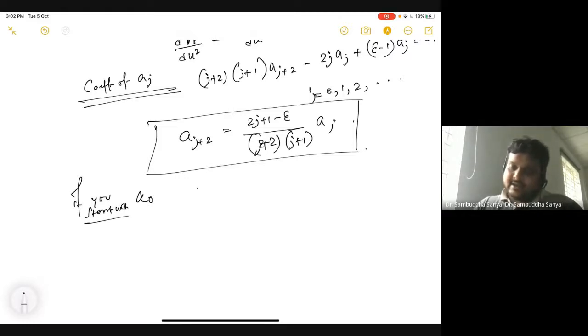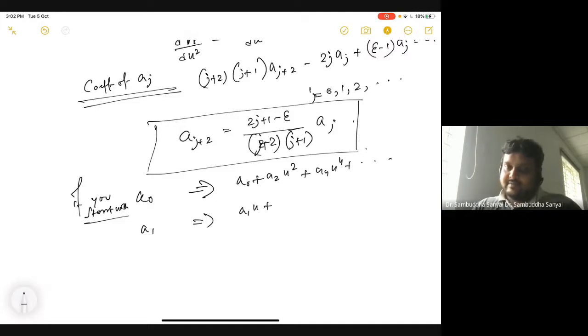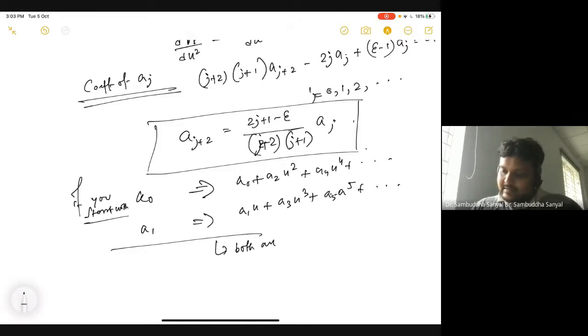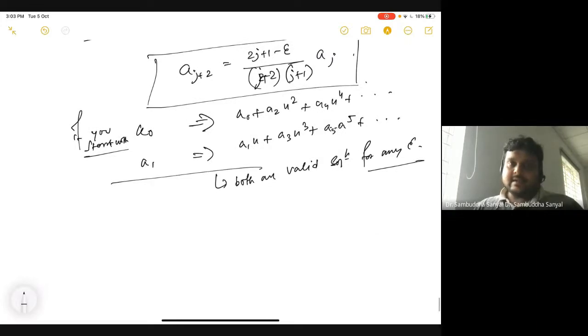the solution you will get is a0 plus a2 u square plus a4 u to the power 4 and so on. And if you start with a1, you will get a1 u plus a3 u cube plus a5 u to the power 5 and so on. Both are valid solutions for any epsilon. Now, in order to know the full solution, you have to know both a0 and a1.